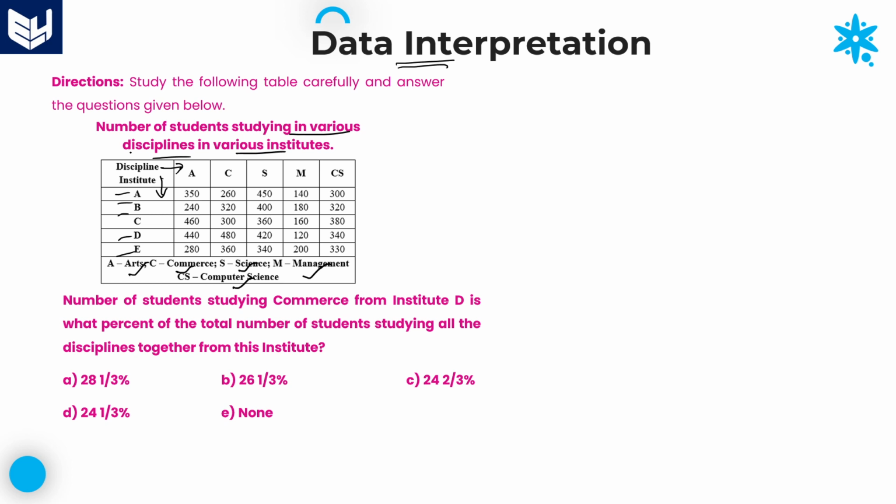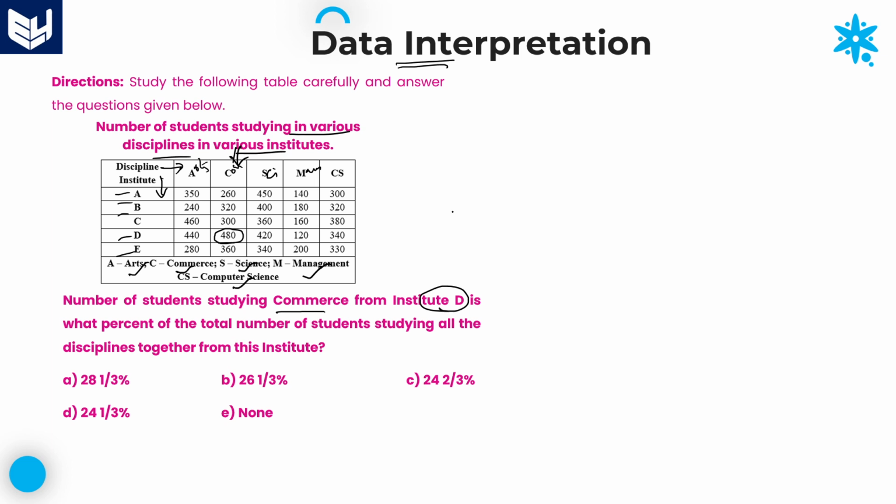Now the information is very clear. Now according to the situation we need to solve the problems. Okay. Here the first question is the number of students studying in commerce from institute D. Here the short forms are given at the top. These are the short forms. First one is arts, second one is commerce, this is science, this is management, and this is computer science. Here we are talking about commerce. Commerce means that is the second column, and we are talking about institute D. Institute D, that is 480.